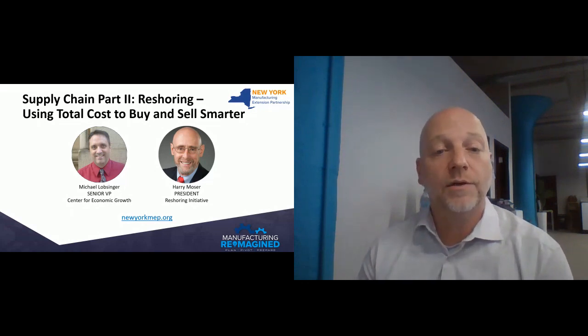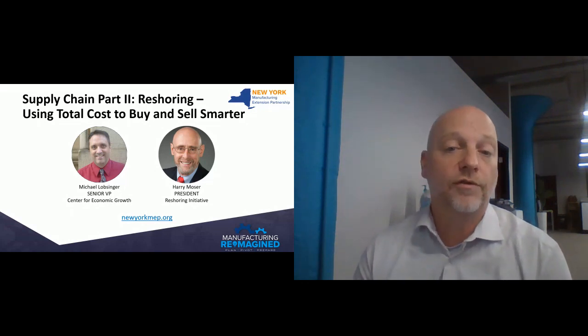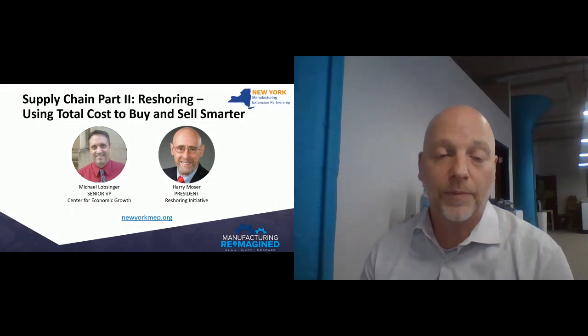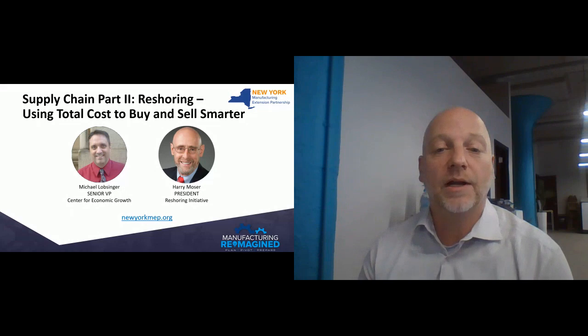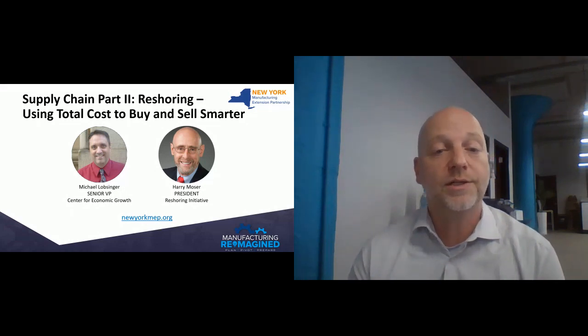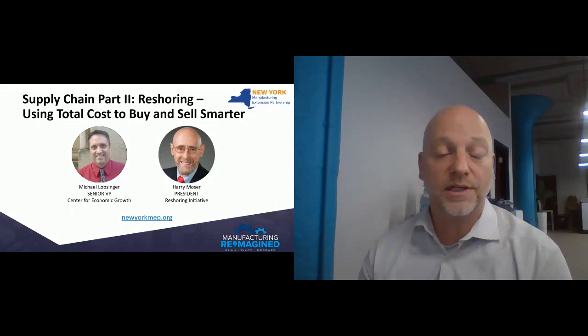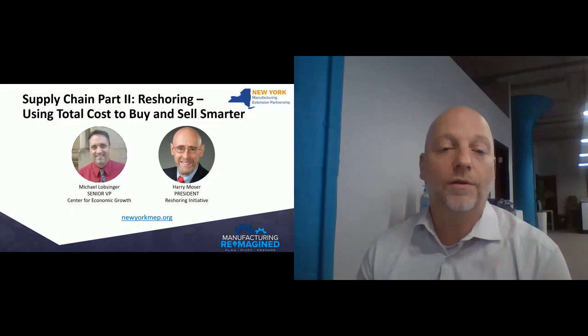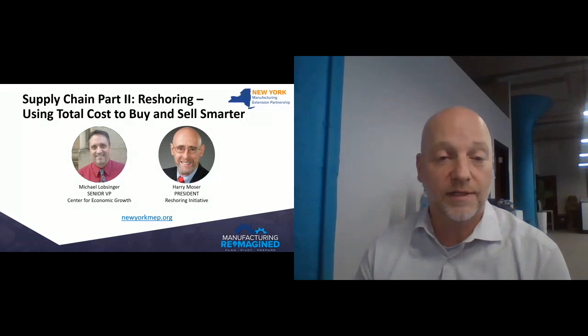Michael Lobstinger is the Senior VP for CEG's Business Growth Services and the Regional Center Director for the Capital Region MEP. Michael directs his team in providing support to manufacturing and technology companies in growth, operations, sustainability, and business acceleration. And today he's going to share valuable information with us about the Reshoring and Supply Chain initiative that he's leading.